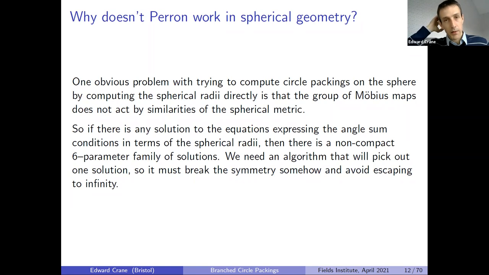Okay, so this talk is actually about spherical geometry and packings in spherical geometry. So let me just say something about why this Perron method doesn't work in spherical geometry. So the first high level problem is that it's not so natural to start by trying to compute the spherical radii, because if you have a spherical packing, then the group of automorphisms, so the group of Möbius maps, moves that packing around to other packings, and it doesn't act by isometries or even similarities of the spherical metric. And worse, it's a non-compact group. So there's some six parameter family of solutions. We're looking to break that symmetry somehow and to build an algorithm which doesn't go off to infinity along an orbit of this group. So that's one problem.